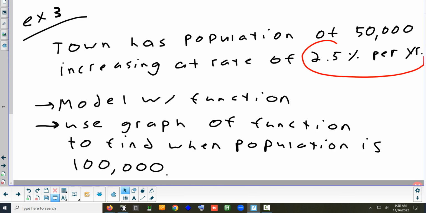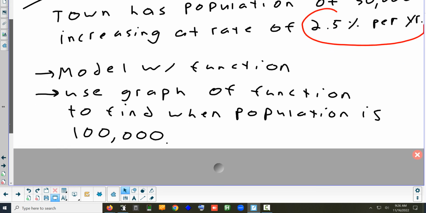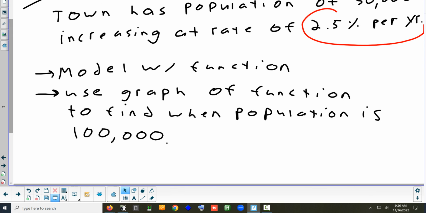So what we want to do is set up an equation using the formula I just said, plugging in these numbers. And then the second question is basically asking how long for the population to double. That's what they want to know. We're starting at 50,000. When will you get 100,000? When does it double? So let's start with that. Let's model this with an equation.